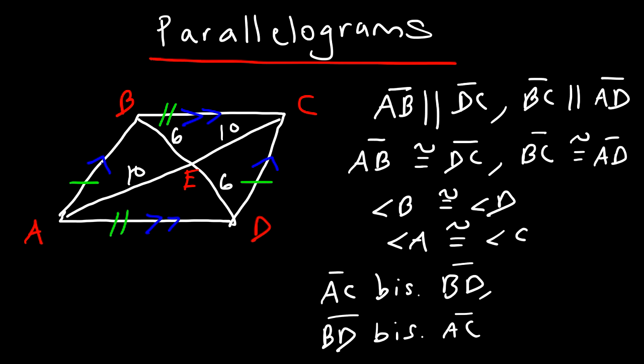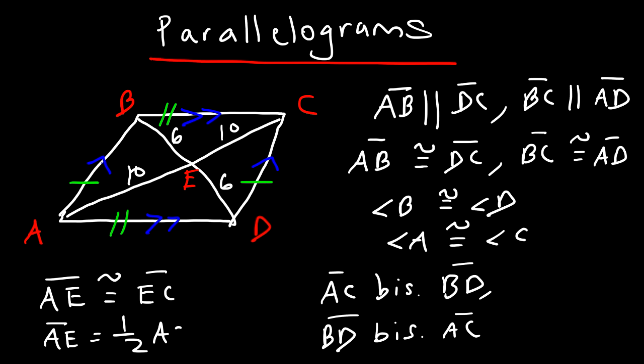And so AE is 1/2 of AC, and AE is congruent to EC. So we can write that AE is congruent to EC. And AE is basically 1/2 of AC. So those are some other things that you want to keep in mind when dealing with parallelograms. Now let's work on an example problem.